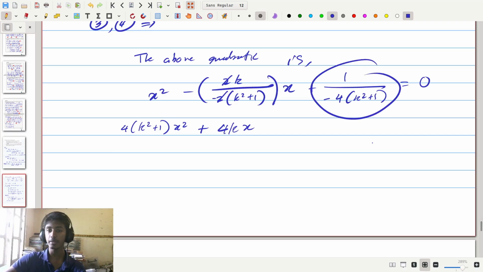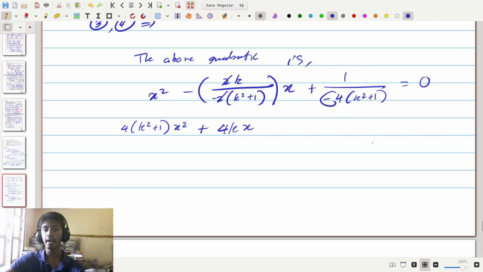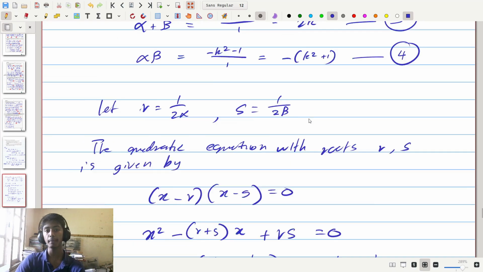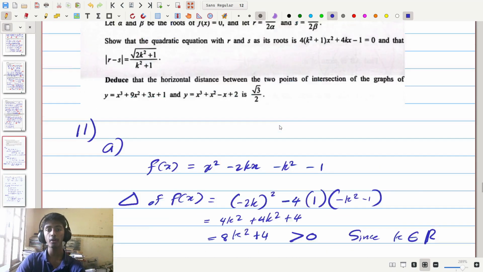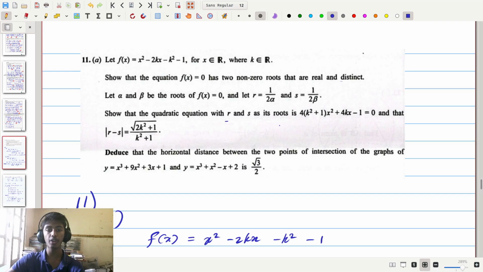And as for the last bit, this is 1 over minus 4 times k squared plus 1, times 4 times k squared plus 1, which cancels out the 4 times k squared plus 1, but leaves the minus. So it's minus 1, and that's equal to 0, which is exactly what we had up here. So therefore, we've shown that the quadratic equation with the roots r and s is 4 times k squared plus 1 x squared plus 4kx minus 1 equals 0.